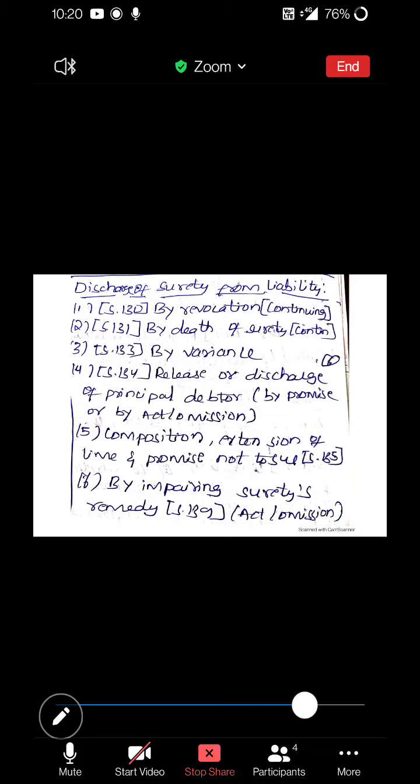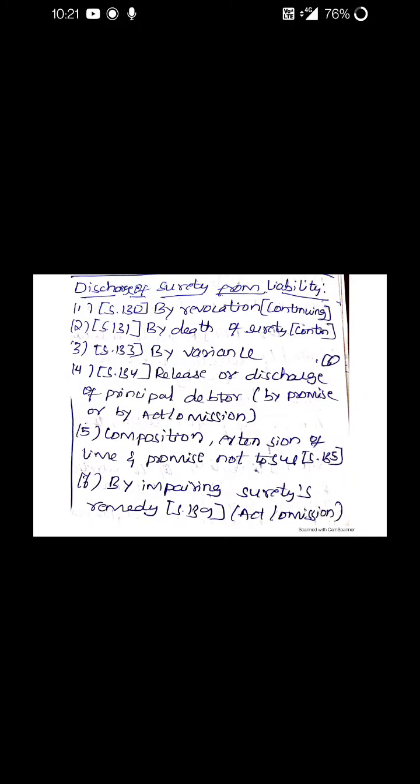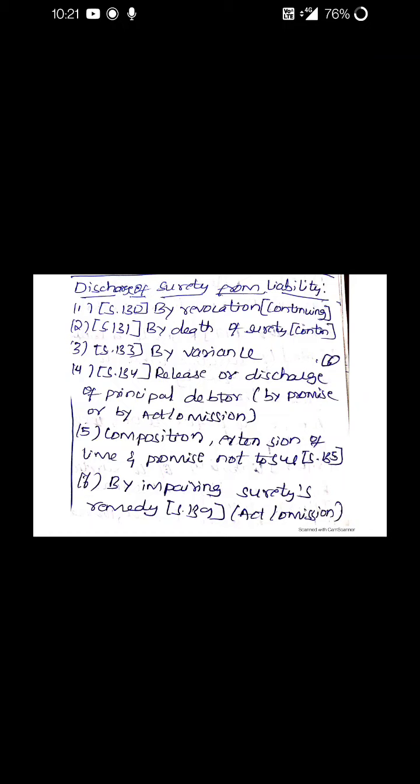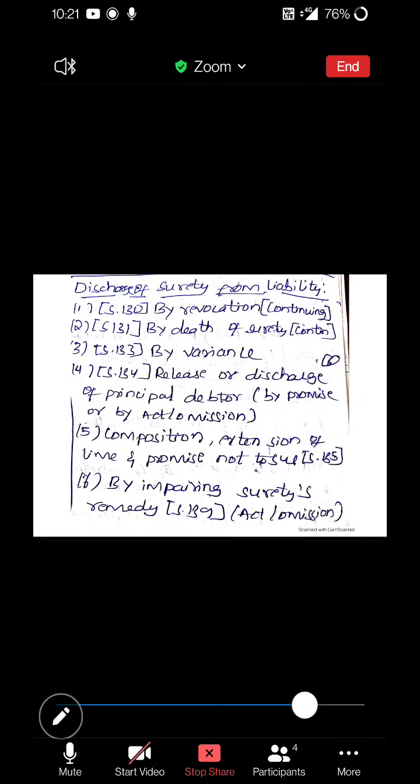The next is composition, extension of time, and promise not to sue. The creditor extends time of the principal debtor. The principal debtor has already passed his time limit, and yet the creditor goes to the principal debtor and says that I will extend time, but he does not consult the surety. Then also the surety will be discharged from his liability. And also if the creditor promises the principal debtor that I will not sue you if you don't pay, then also the surety will be discharged from his liability.